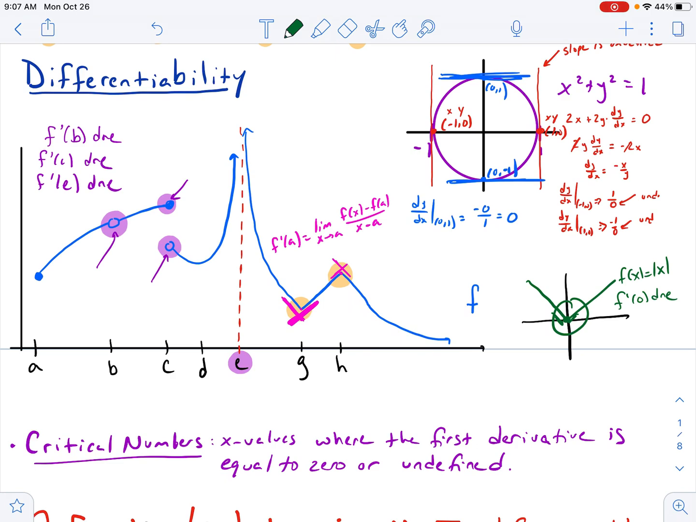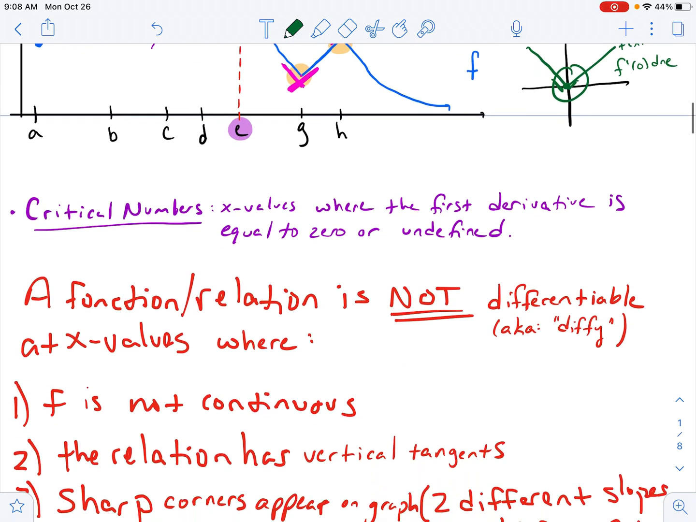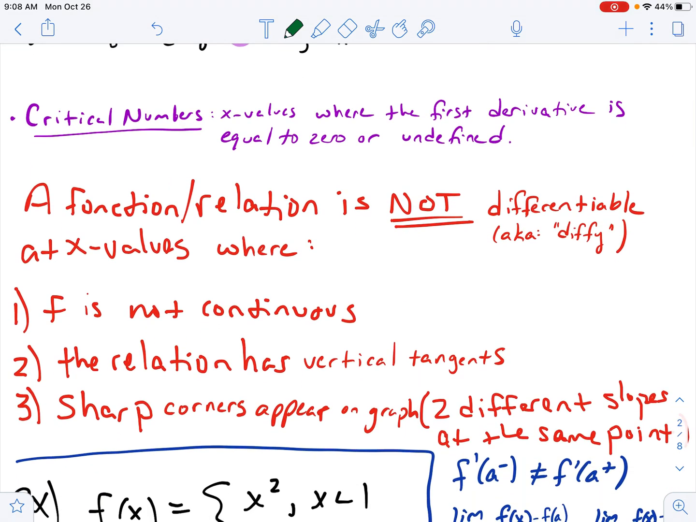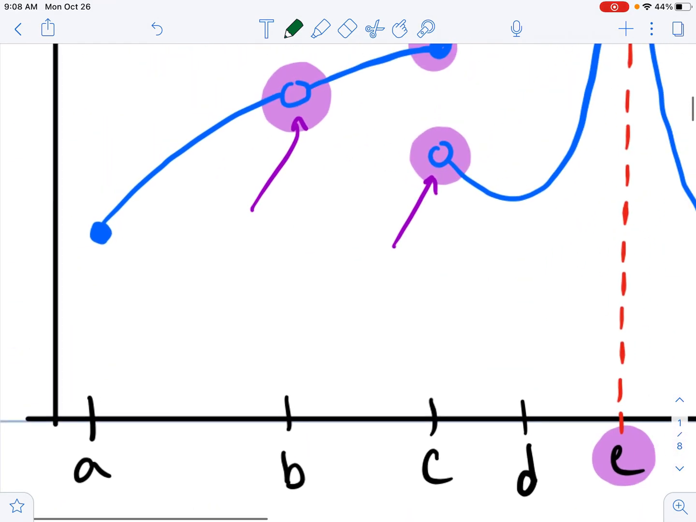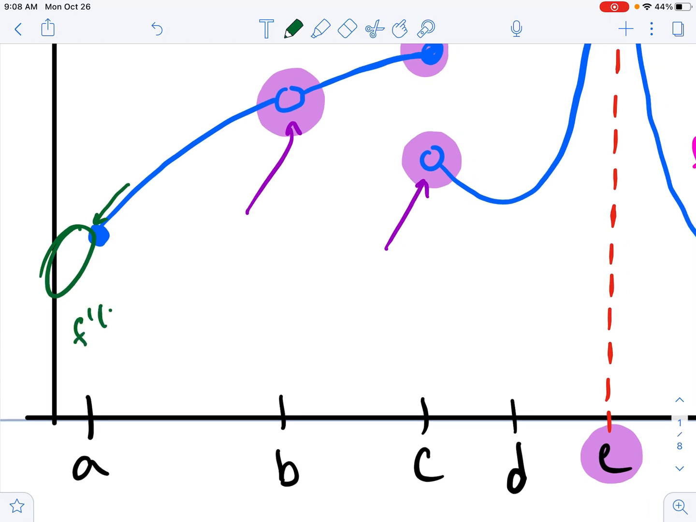So we have to have an understanding of differentiability because we have to be able to find these critical numbers. We have to take derivatives and set them equal to 0. We're interested where slopes equal 0, but we're also interested where slopes are undefined. And so we look out for these things: where the function's not continuous, the relation has vertical tangent lines, or sharp corners appear on the graph. And typically endpoints of continuous intervals are not differentiable either. So like up here, f prime of a would not exist. I have a slope coming in from the right, but there's nothing coming in from the left here.